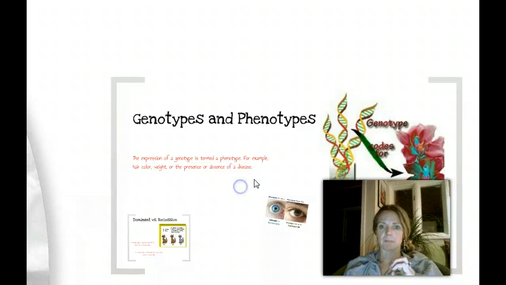This picture over here, if you guys see, genotype codes for phenotype. So genotype are basically these genes here that are found within the strands of the DNA, okay? And they code for what you're going to see on the outside. The color of a flower, the shape of the leaves, all of those things would be the phenotype, okay?